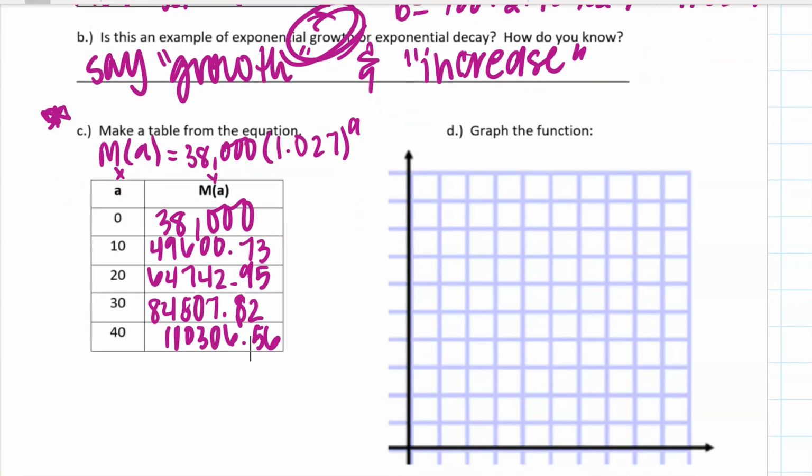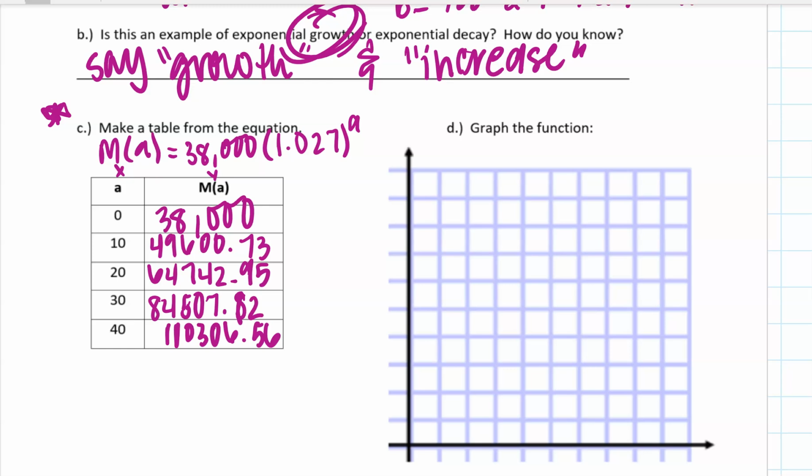All right, so take a minute and check your table. Make sure all those values are what you have. Check your rounding. Keep in mind this first value right here is your y-intercept and your initial value. So that's the smallest number you should have because we have an increase. We have a growth, exponential growth model.